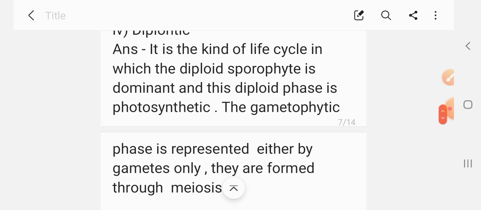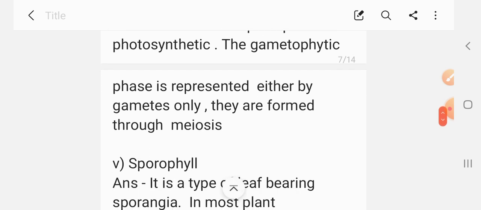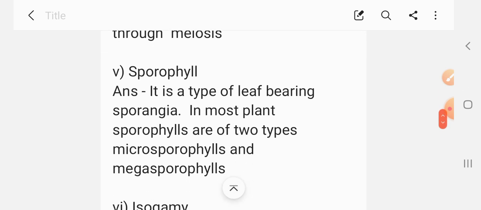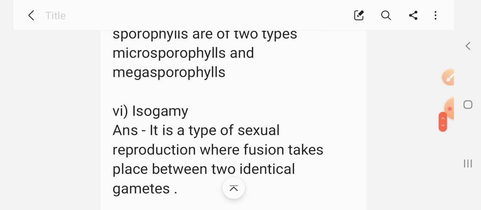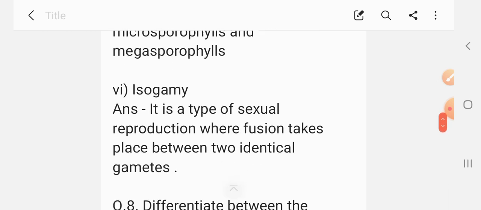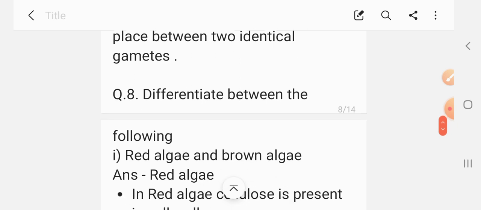Diplontic. It is a kind of life cycle in which the diploid sporophyte is dominant and this diploid phase is photosynthetic. The gametophytic phase is represented either by gametes only, which are formed through meiosis. Sporophyll. It is a type of leaf bearing sporangia. In most plants, sporophylls are of two types, that is, microsporophylls and megasporophylls. Isogamy. It is a type of sexual reproduction where fusion takes place between two identical gametes.